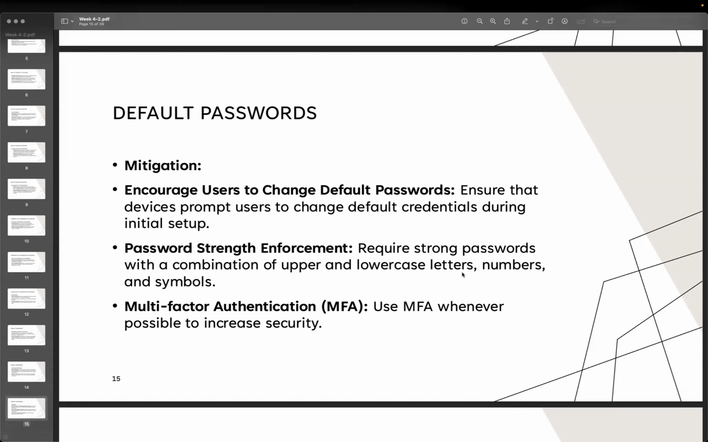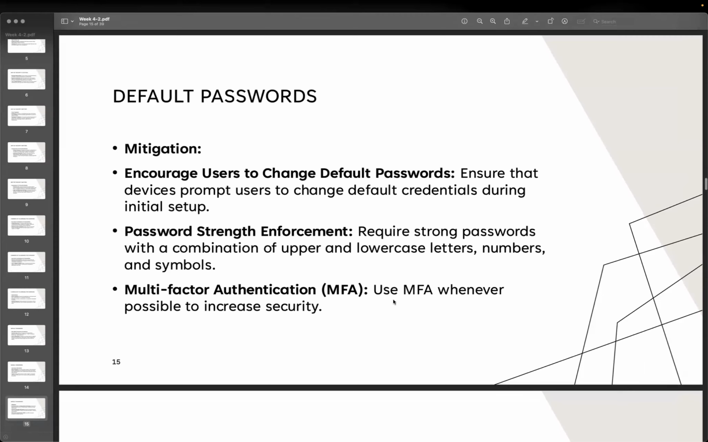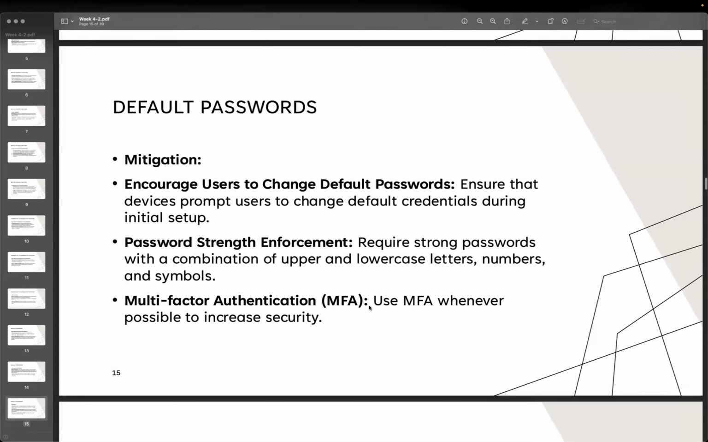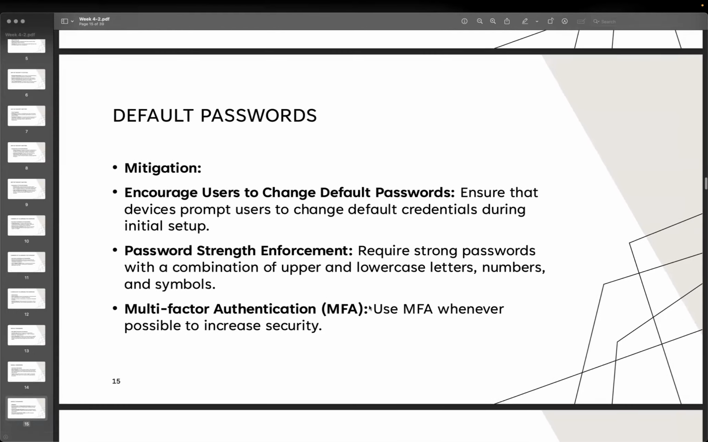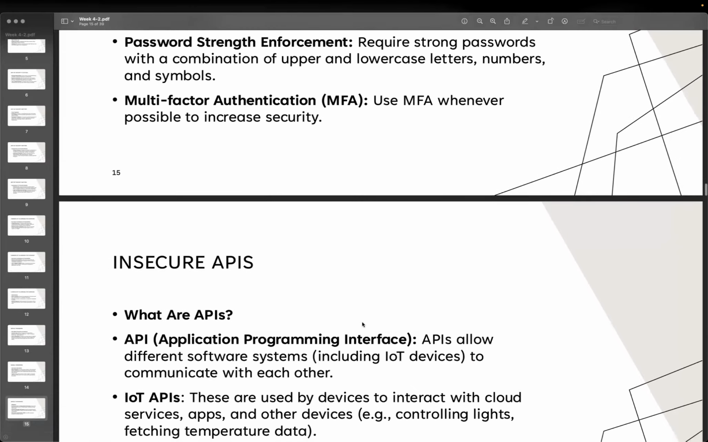Maybe the range will be like 60, 70 password. Okay, so it will be like this. And then for multi-factor authentication, we can use MFA whenever possible to increase security. It will give the user a poorer experience to access, but it can increase the security. So here's the reason.